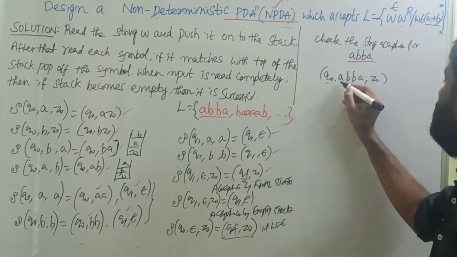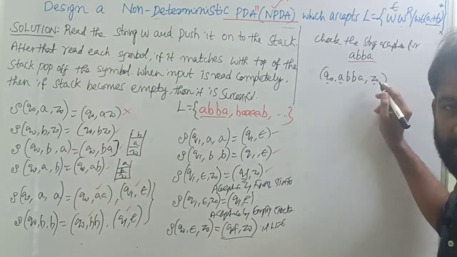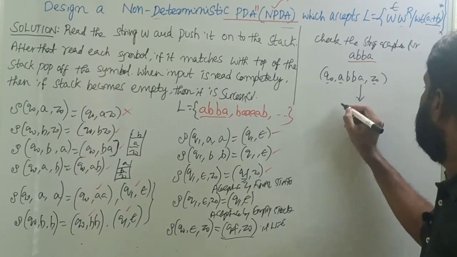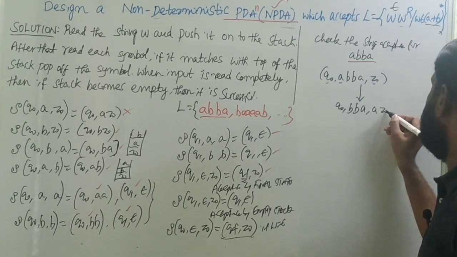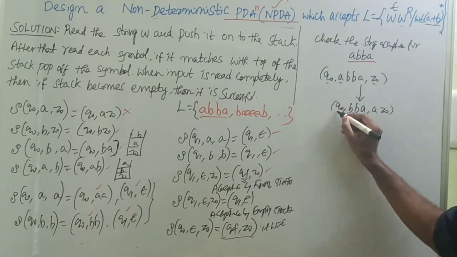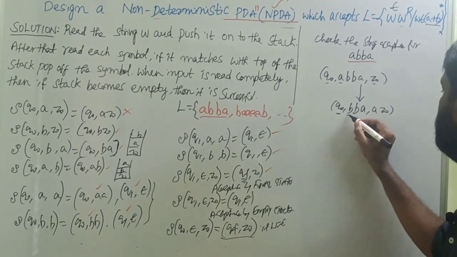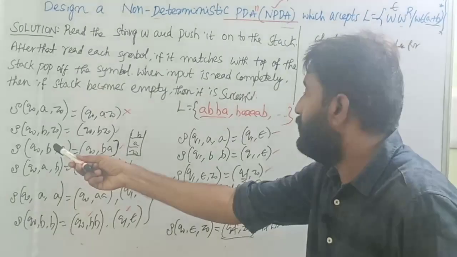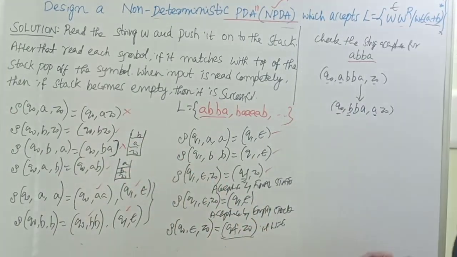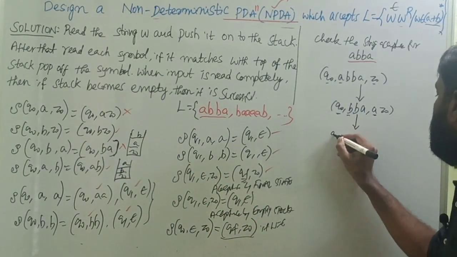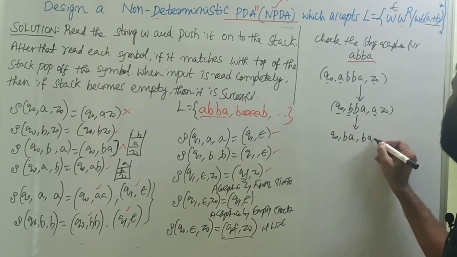Okay, so Q0, input symbol is A, top of the stack is Z0. Which transition is suitable? This one is suitable, so add A onto the stack. So the next ID is Q0, BBA, Z0. After processing this input symbol, the present state is Q0, input symbol is B, top of the stack is A. So add B onto the stack. So the next ID is Q0, BA, BAZ0.